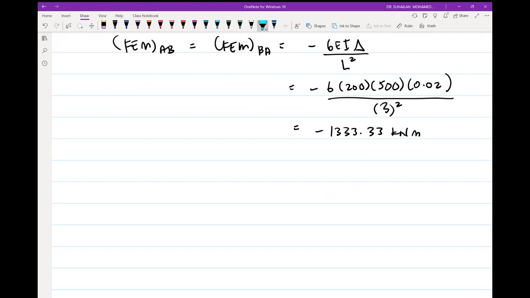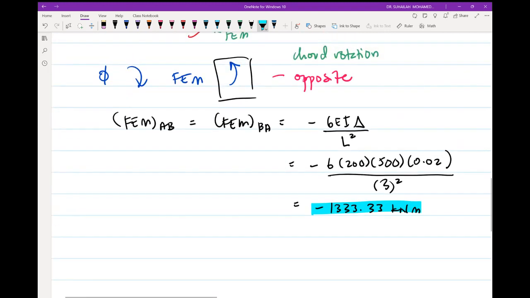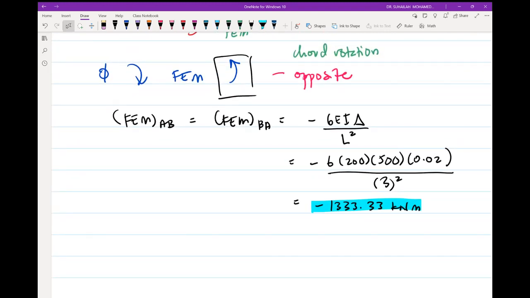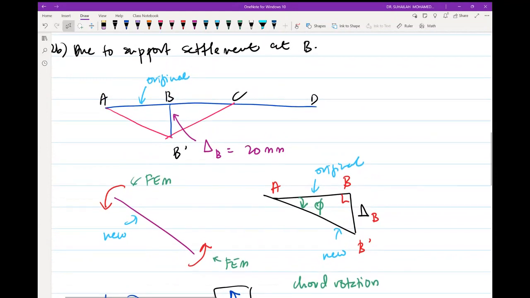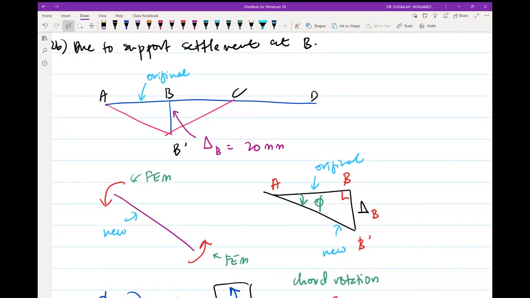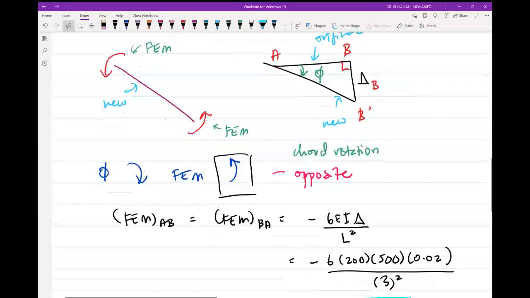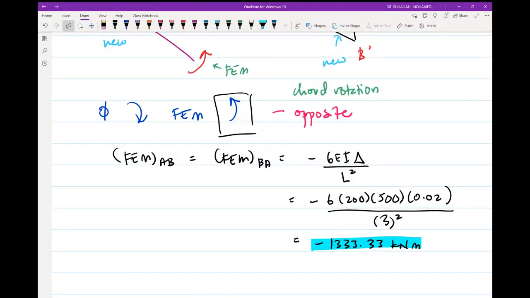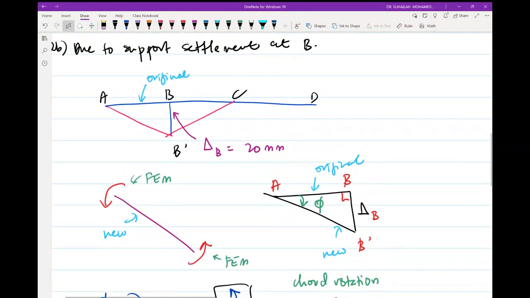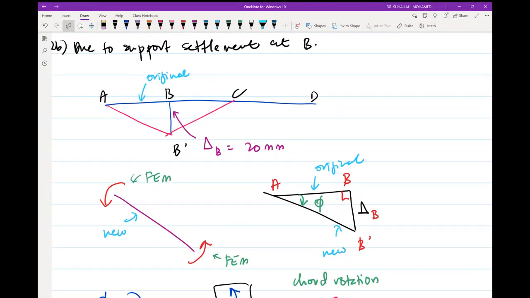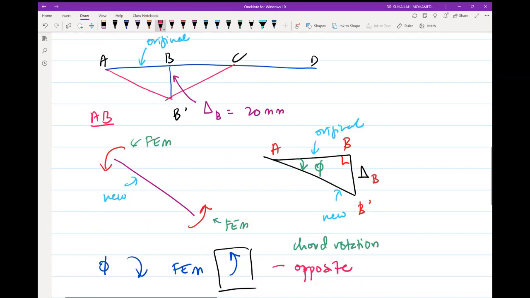So this is the fixed end moment for AB, and it is negative because the behavior is counterclockwise. The same thing we have to do for member BC after settlement. This is for AB, so now we move to BC.